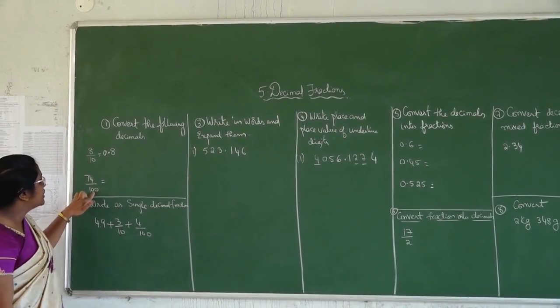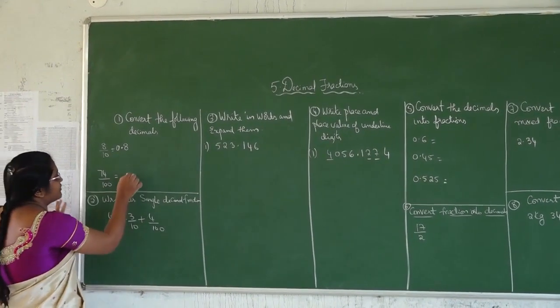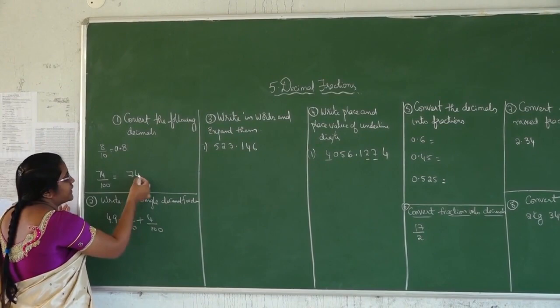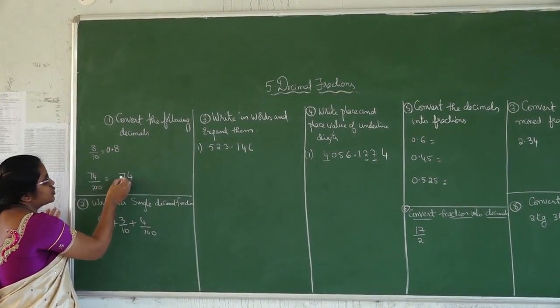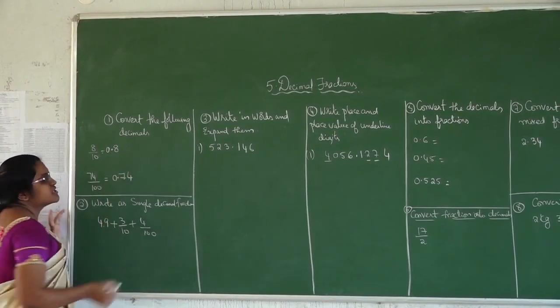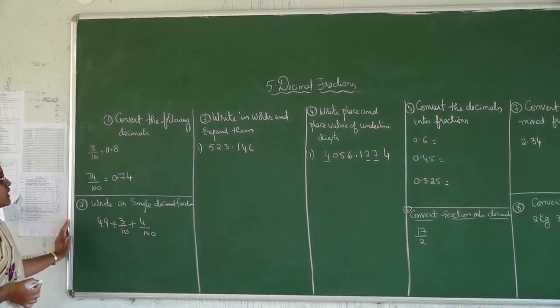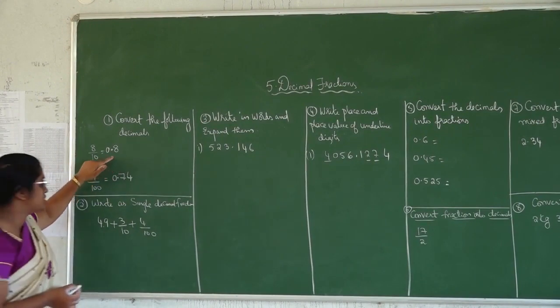The denominator contains 2 zeros and the numerator is 74. So the decimal point should be placed before 2 digits. As 2 zeros are present, the decimal point should be placed to the left by two digits, that is 0.74. This is converting fractions into decimals.